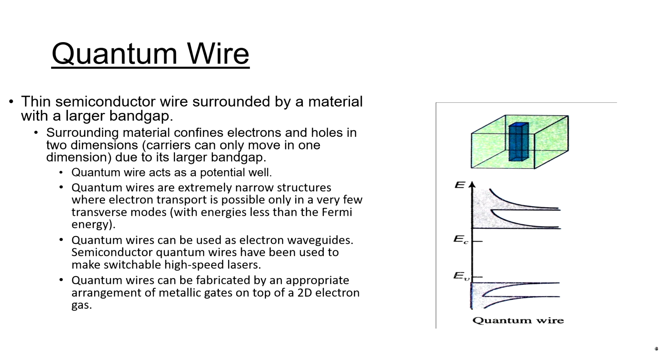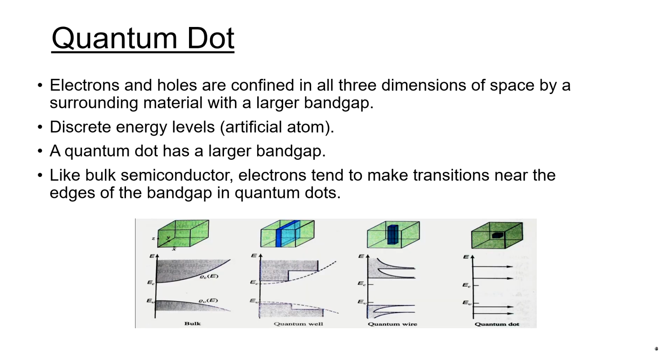Semiconductor quantum wires have been used to make switchable high-speed lasers, and quantum wires can be fabricated by an appropriate arrangement of metallic gates on top of a 2D electron gas. And this is where the advantage of the quantum wires lies, and they are widely used now, mostly in electronics.